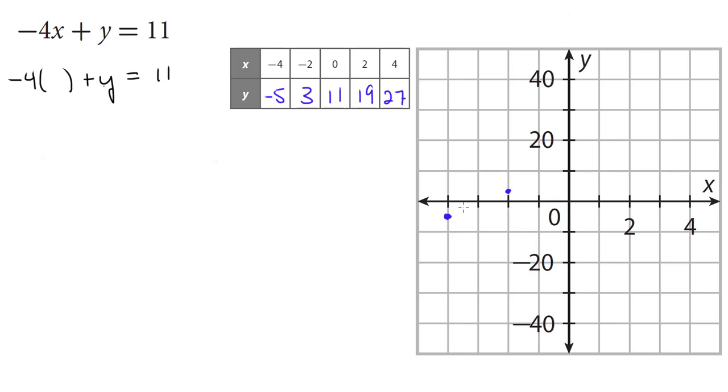All right. 0 comma 11, 11 is going to be just above 10. 2 comma 19, 19 is going to be just below 20. And 4 comma 27, again, if this is 20 and this is 30, then 27 is a little bit more than halfway. So let's put it about here. And let's see how we did.